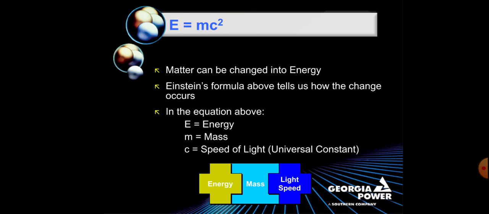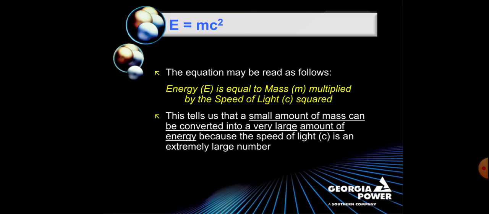Now this equation is a very famous equation given by Einstein, E equal to mc square. It tells that matter can be changed into energy. In this formula, E is the energy, m is the mass, and c is the speed of light. Here, a small mass, when it is multiplied by the square of the speed of light, will give a very large value of E. So even a small mass, when converted into energy, releases a very large amount of energy.